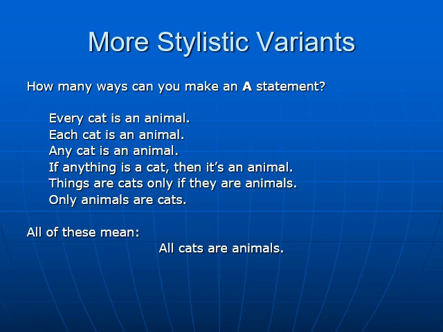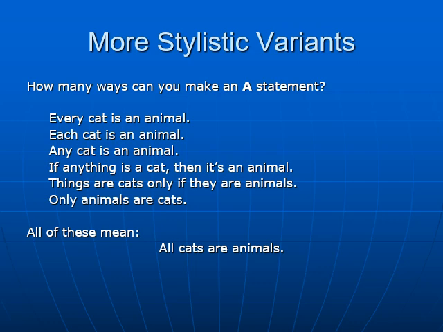Now you would have to imagine something really weird. You might imagine that every cat is really a little robot and therefore not an animal. But if you imagined that every cat was a robot, then every single one of these statements would be false. They're true under the same conditions and false under the same conditions. That's why we say they all have the same meaning. They're just stylistic variants. They're different ways of saying the same thing.